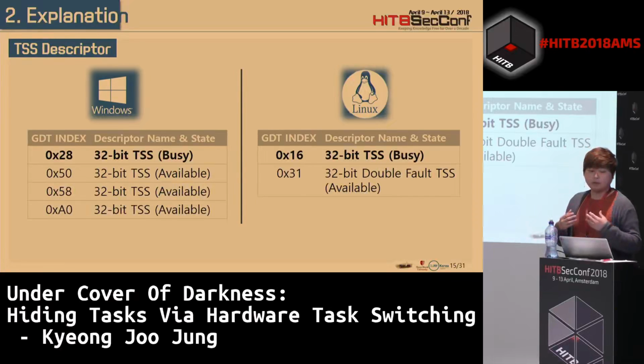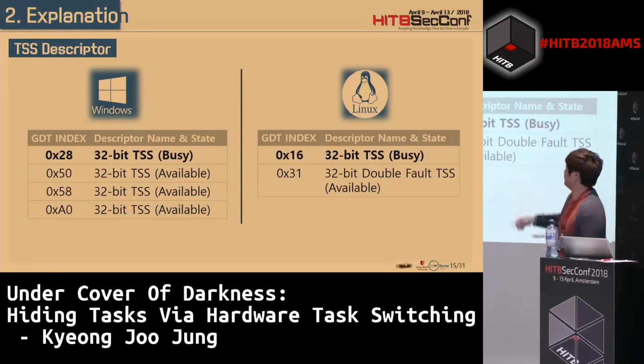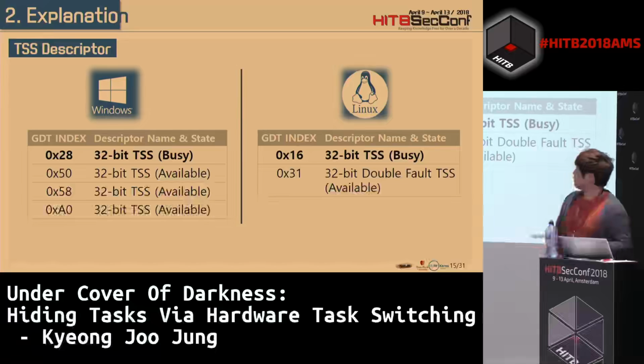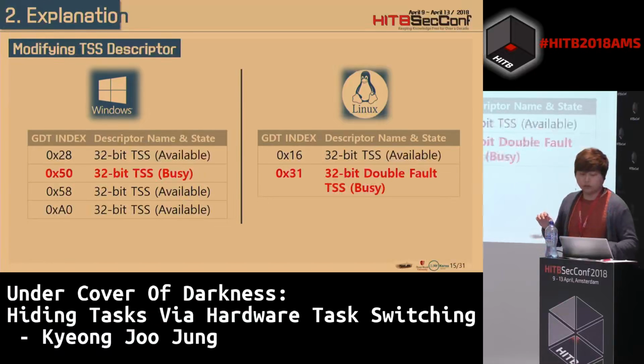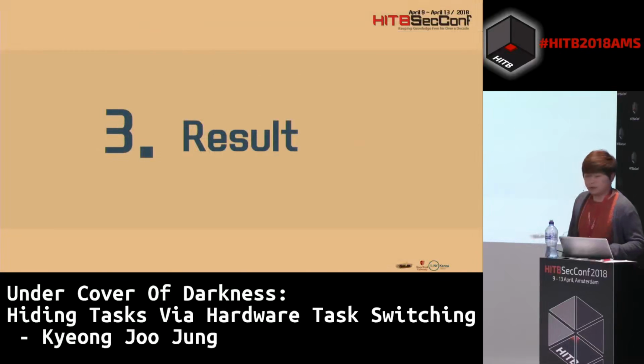Our team modified the second one over there, the 51 and the 31st one. We are trying to modify that TSS to look like this. We will use that TSS descriptor to show it as busy. And whenever we operate the hardware task switching, it will simply change like this: busy, available, busy, available. This was the explanation.